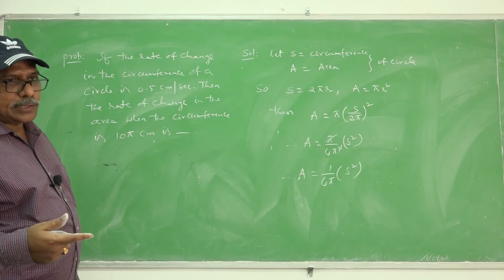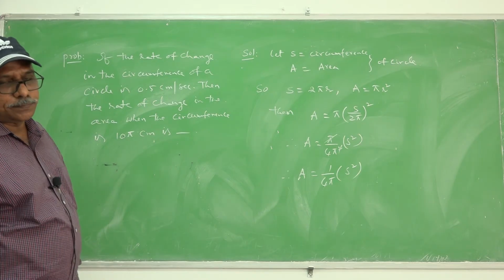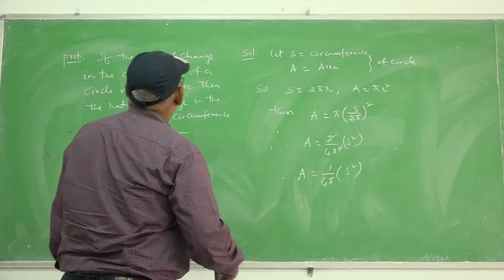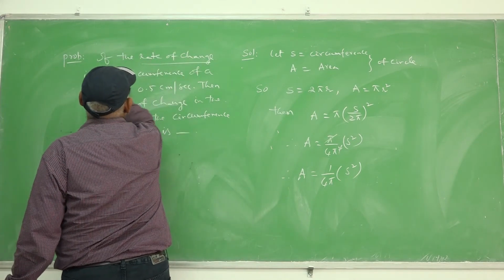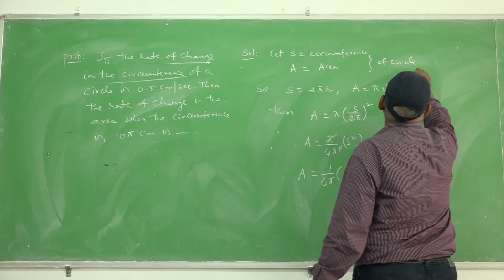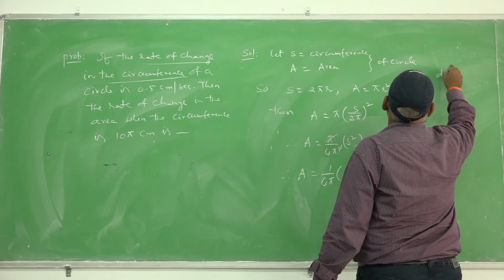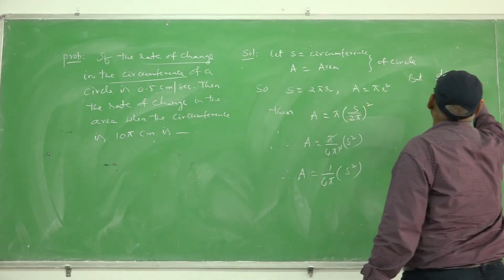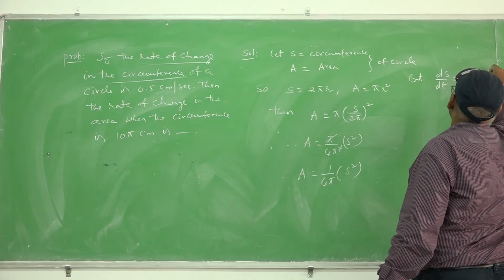As S varies, the area varies. That means area is depending on S, whereas the rate of change of the circumference is given. But ds by dt is given here as 0.5 centimeter per second.